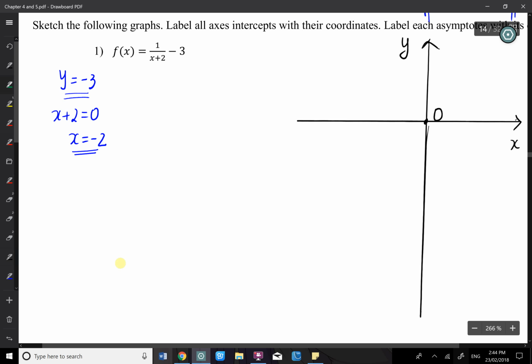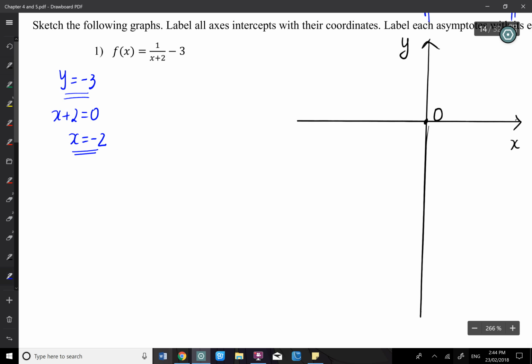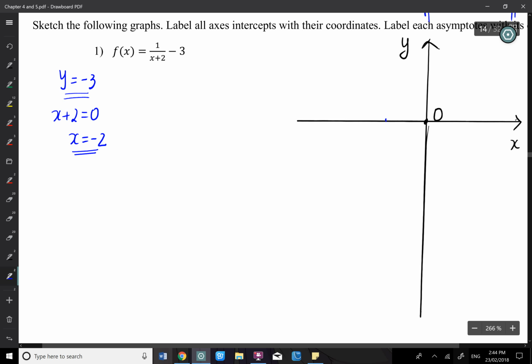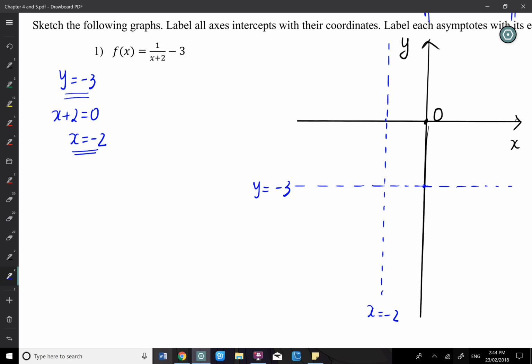x is -2, so we have a vertical line here, and y equals -3. You need to label the asymptotes. Remember that x equals -2 and y equals -3.